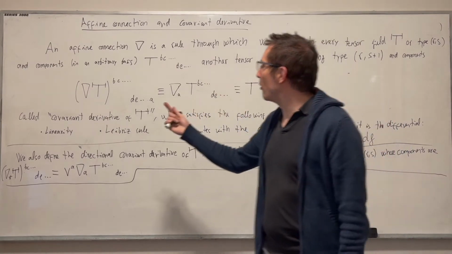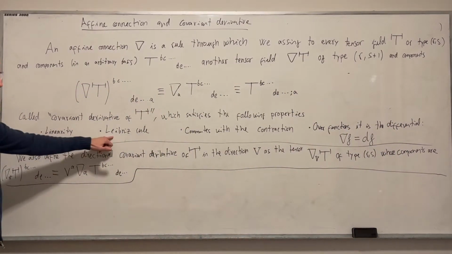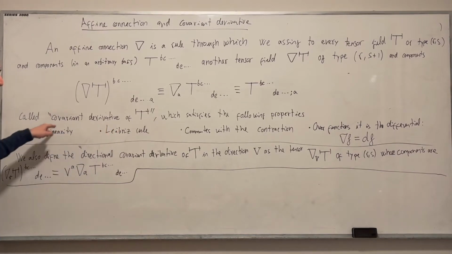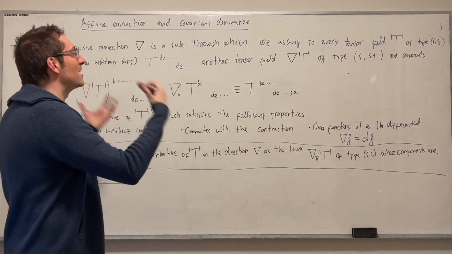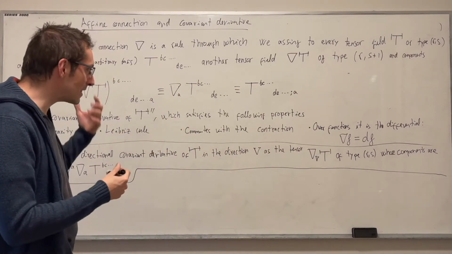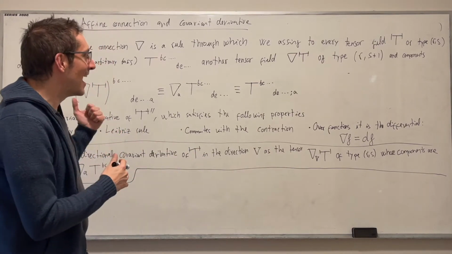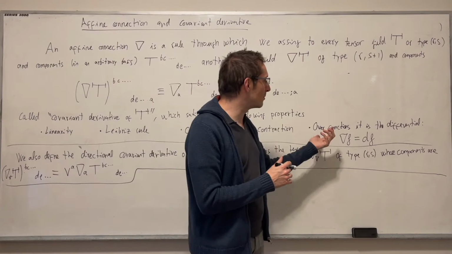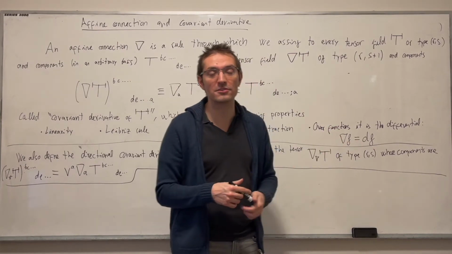So we impose the following four properties for the covariant derivative. We want it to be linear and satisfy the Leibniz rule. We want it to be a derivative. Then we want it to commute with the contraction. We want it to be compatible with the tensor nature of what you're applying it to, and so that it truly adds a covariant index. And I also want that over functions it is just the differential. Why? Because I already know that the differential of a function is the gradient of a function.